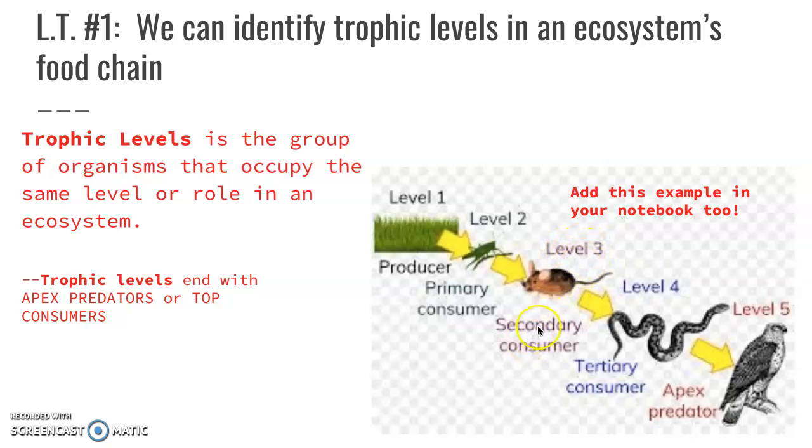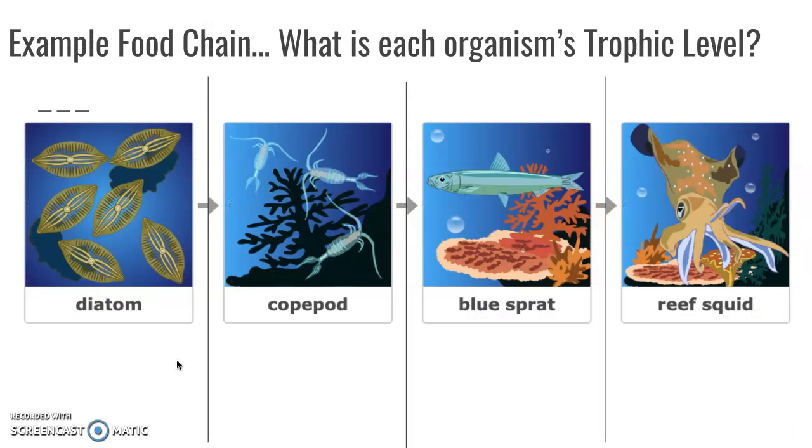Level 3 are all secondary consumers. Level 4 are all tertiary consumers. Level 5 are all quaternary, or in this case it is apex predators. All trophic levels end with apex predators or top consumers. Pause if you need to.